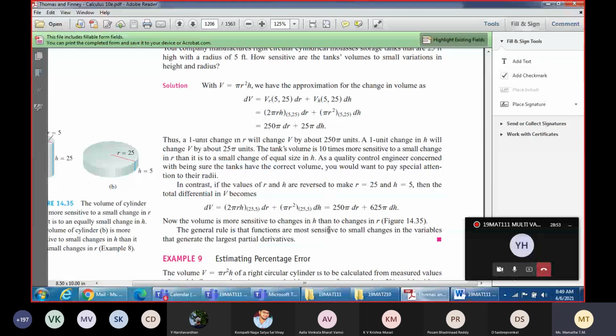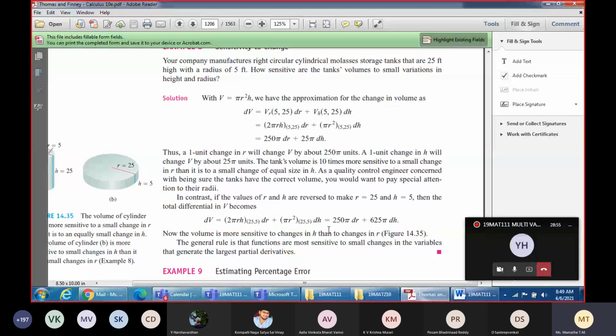So this can also be analyzed. It is the same example, only the point is changed. So the point is changed to 5, 25. Okay, same calculations as we have done. So the sensitivity of the volume to small variations in the radius and height. So you have to find out the total differential, the total change in the function dV.